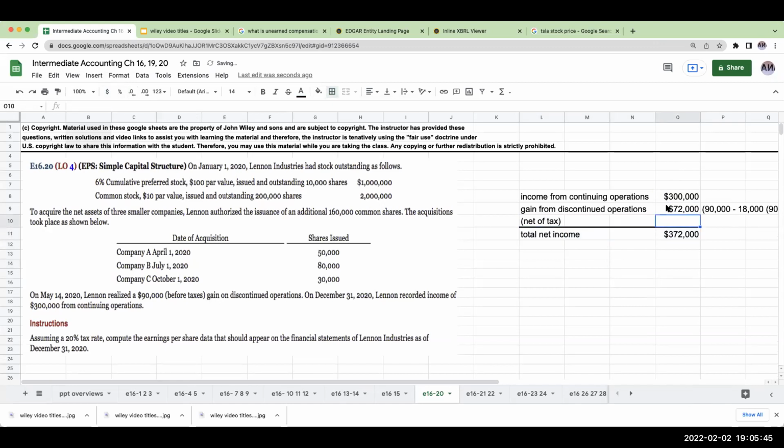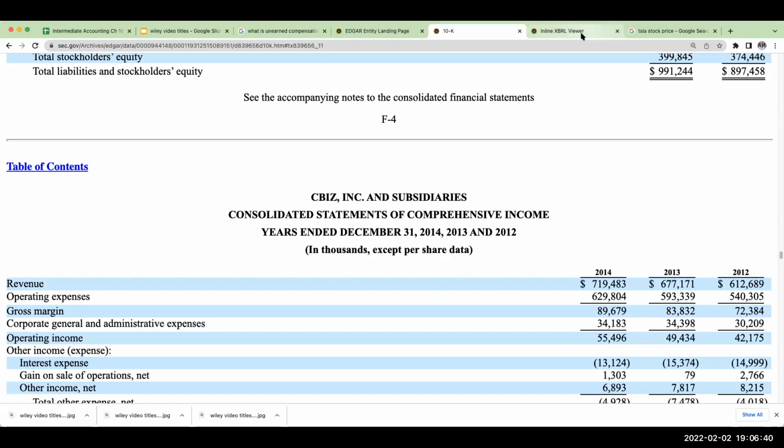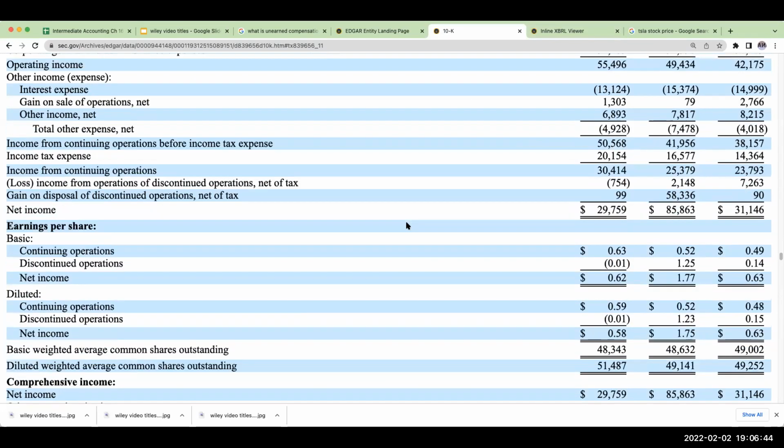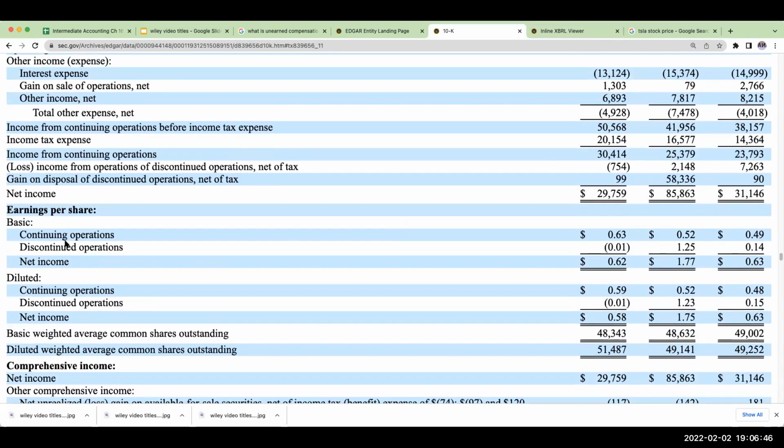Now, if you remember back from chapter 4, when we are preparing our income statement, we need to break out the discontinued operation, especially when it comes to showing earnings per share. Just give me a moment, I will show you an example of that. So this is for CBIZ. I'm pulling this up because, if you can see, when they're doing earnings per share, you show it from continuing operations, discontinued operations, and net income.